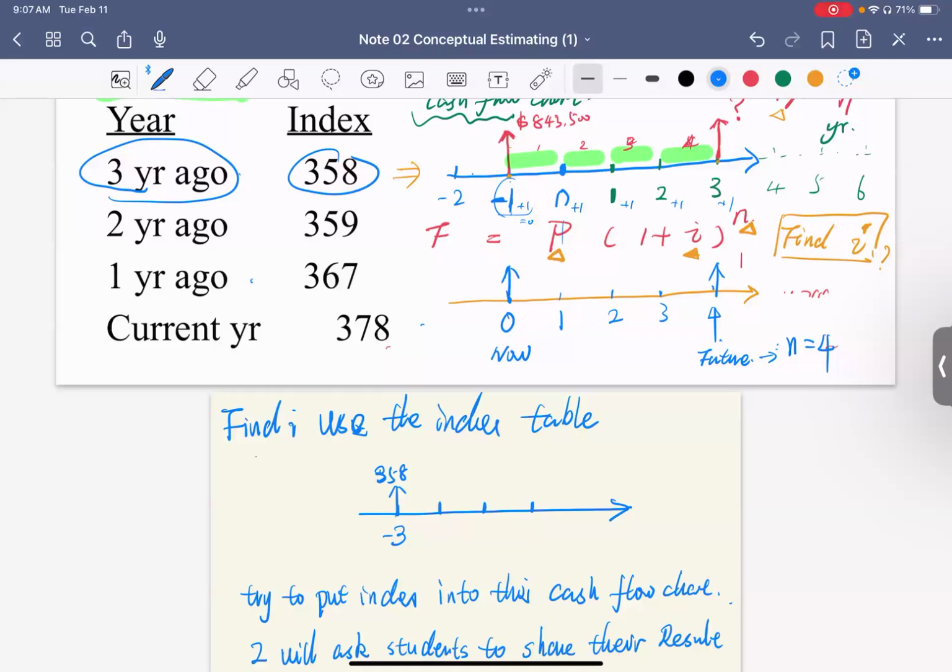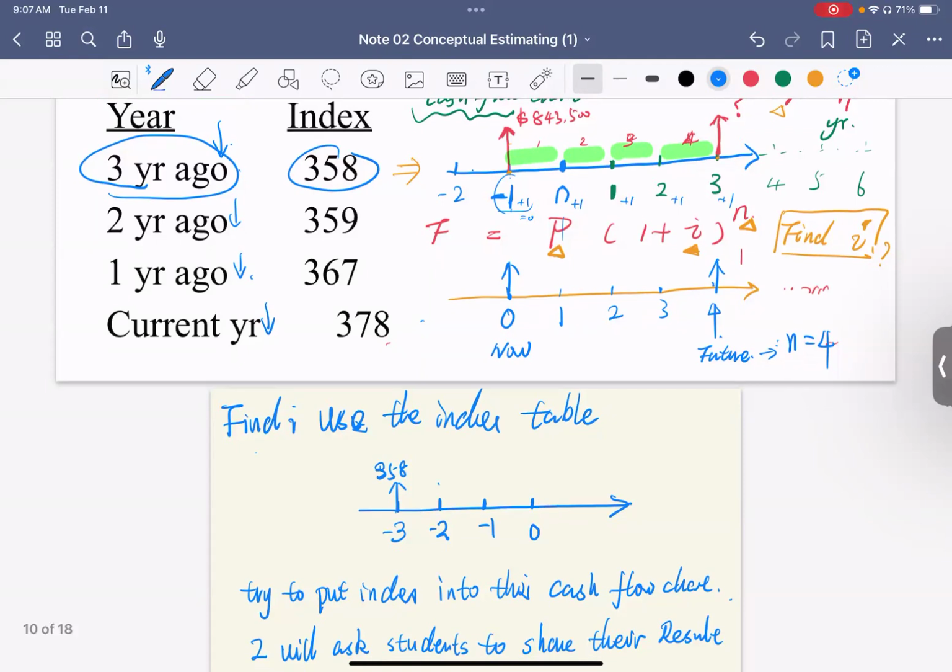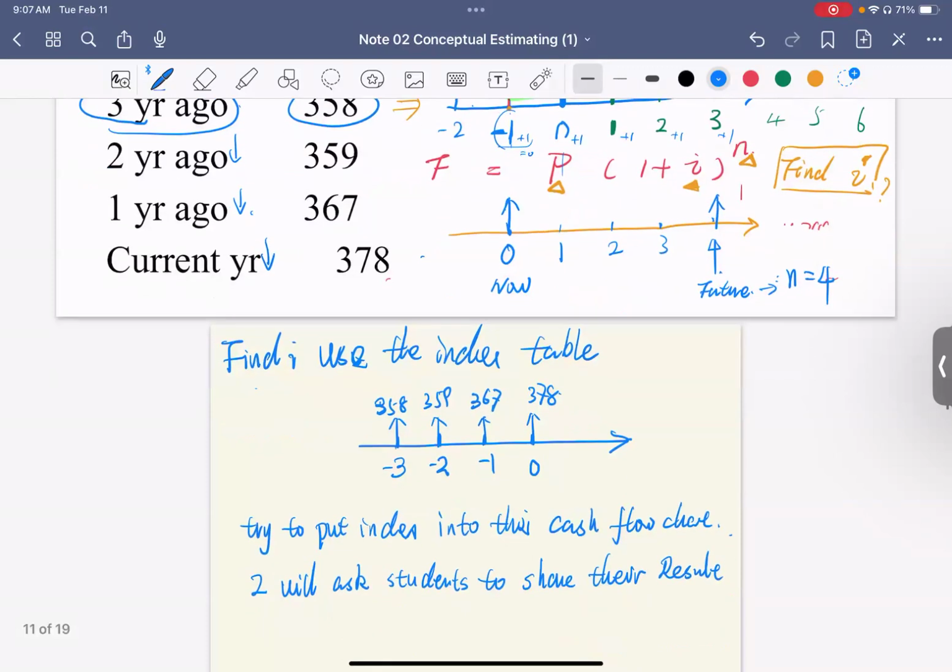Yeah, you just follow. It's quite easy. You just need to follow this one, right? So then you have the -2 here, and the -1 here, and the current year is 0 here, right? Yes. So this one is 359, and this one is 367, and this one is 378. It's okay, but we see here it is negative. Negative means the past, right? So now what we do is we will convert this one to something like this.